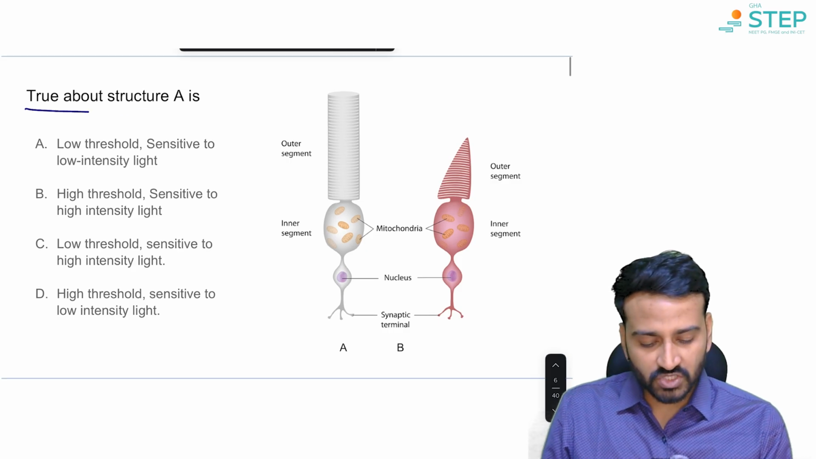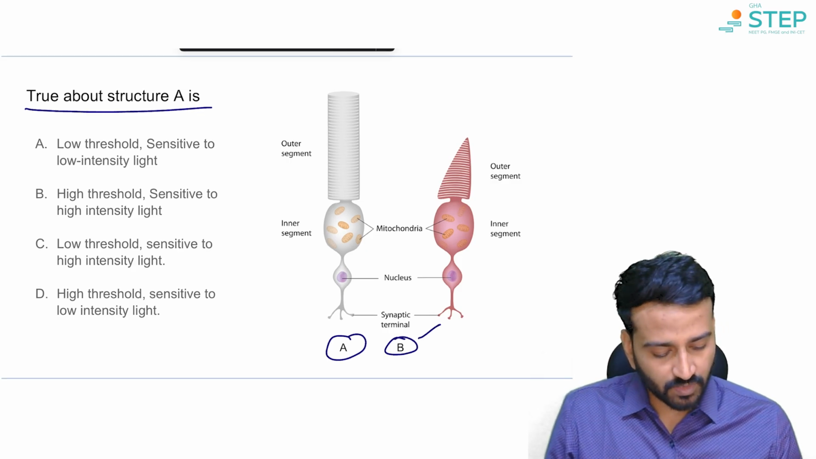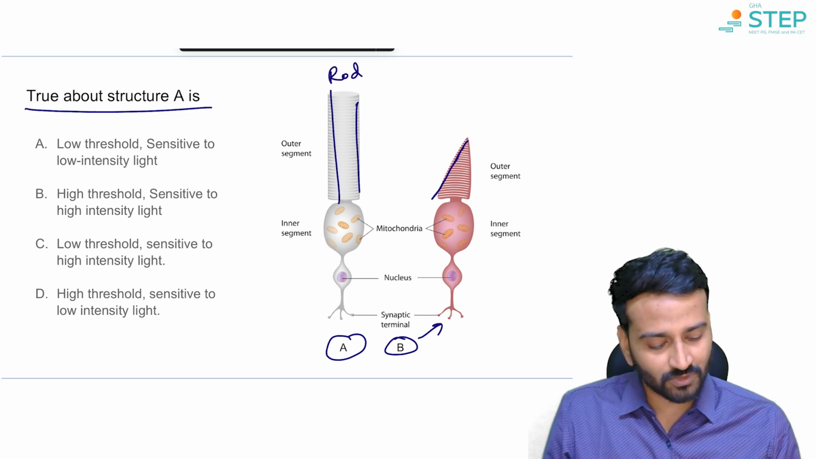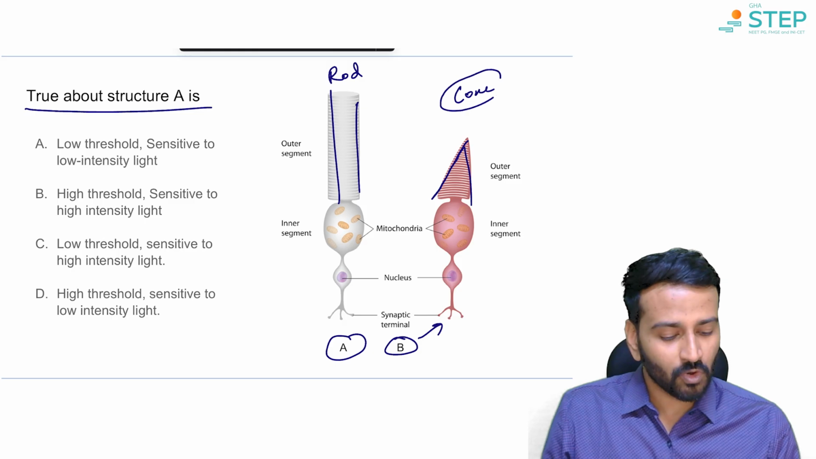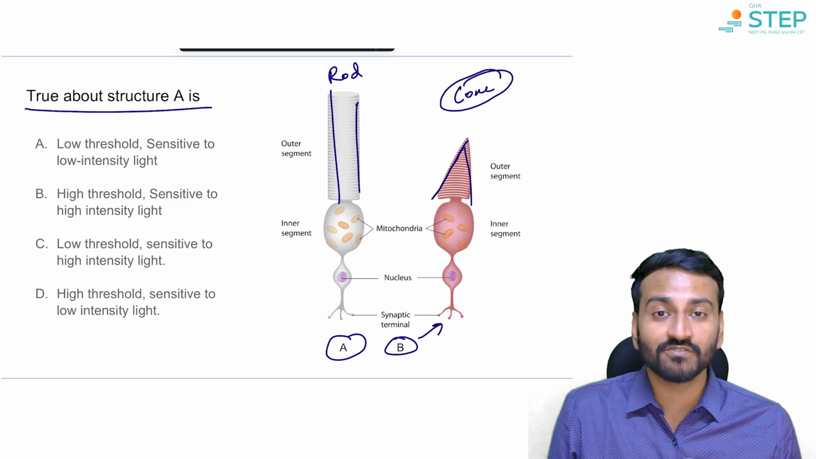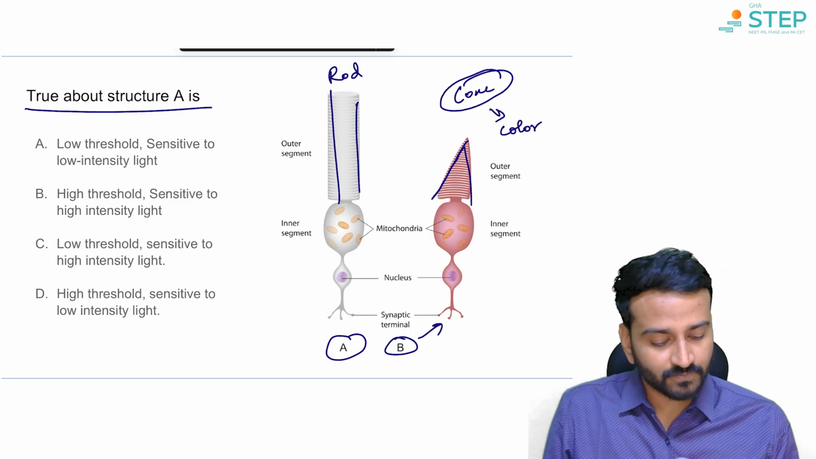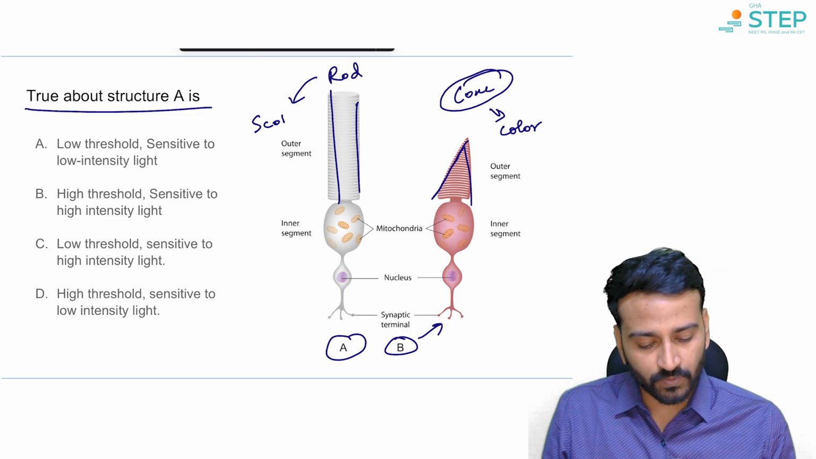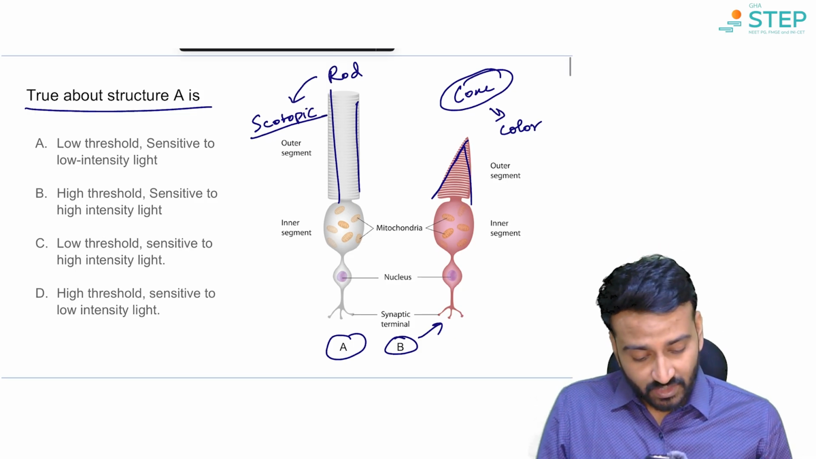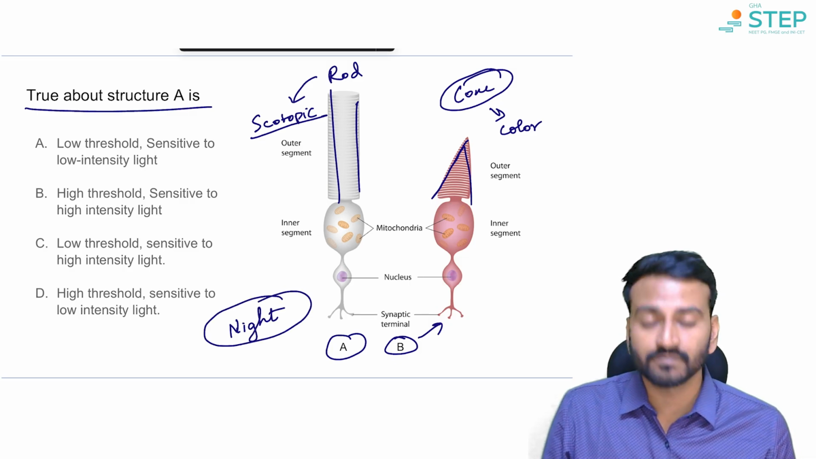Moving ahead. True about the structure A is. Let us identify structure A and structure B. A is a rod because it looks like a rod, and B looks like a cone, it is a cone. These rods and cones are the receptors of the retina, right? So cones are for color vision and rods are for scotopic vision, right? Scotopic vision means the ability to see at night.